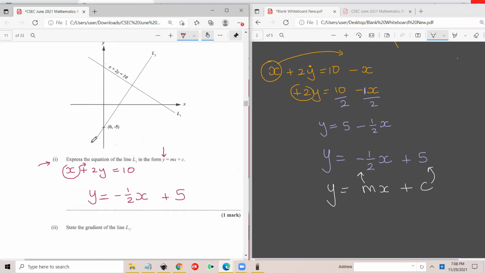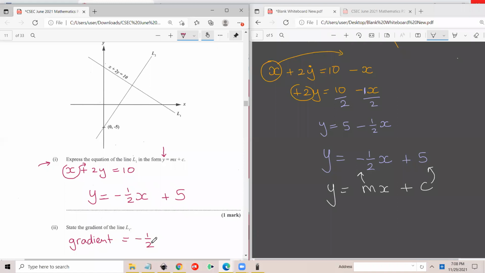And I think I gave away the answer for part 2. State the gradient of L1. I think I spoke too much and I ended up giving away the answer for part 2. So you all want to send the answer for that? What's the gradient of L1, right? Right, it's minus a half, obviously, right? I spoke too much there.